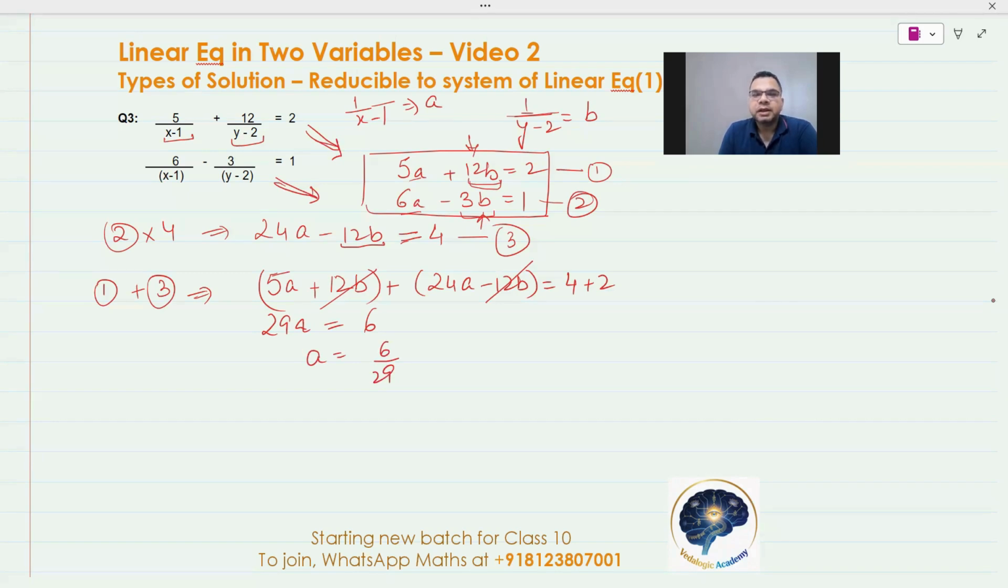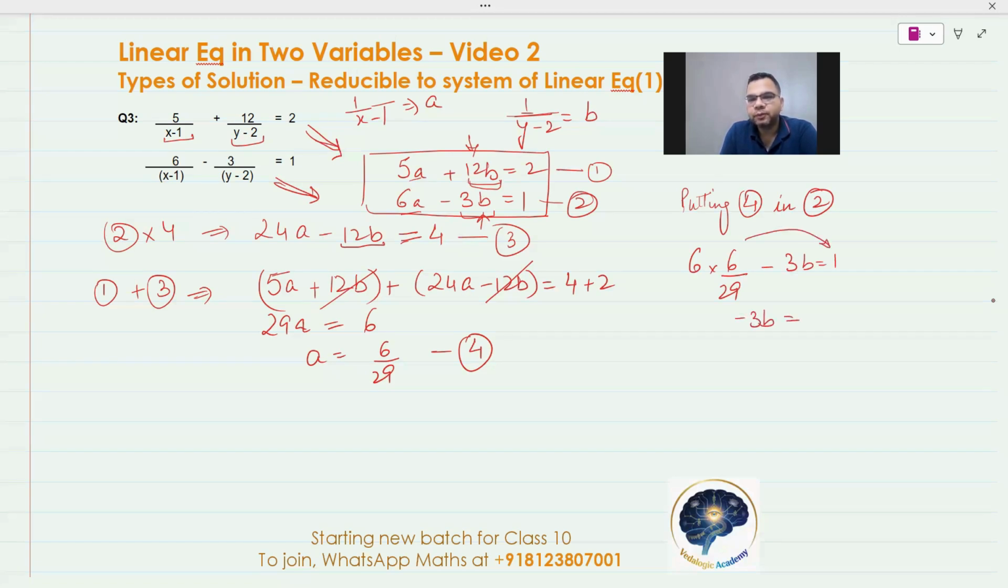Okay. Similarly, we can find the value of b as well. So this becomes 6 upon 29 for us, and let's say I'm putting this into equation number 2. So putting a in 2, it becomes 6 into 6 by 29 minus 3b equals 1. So again, it becomes minus 3b. I'll take this thing to the right hand side.